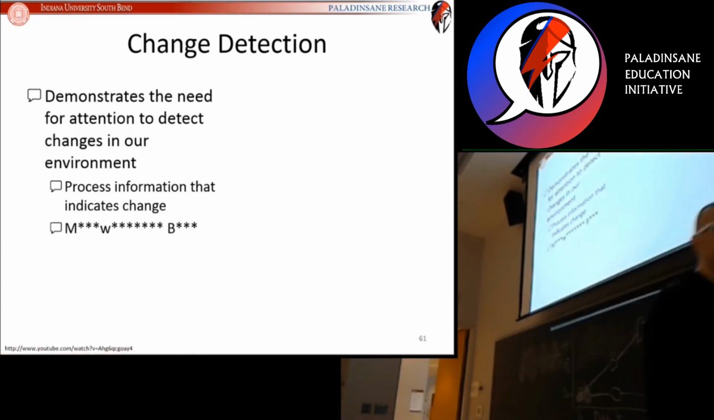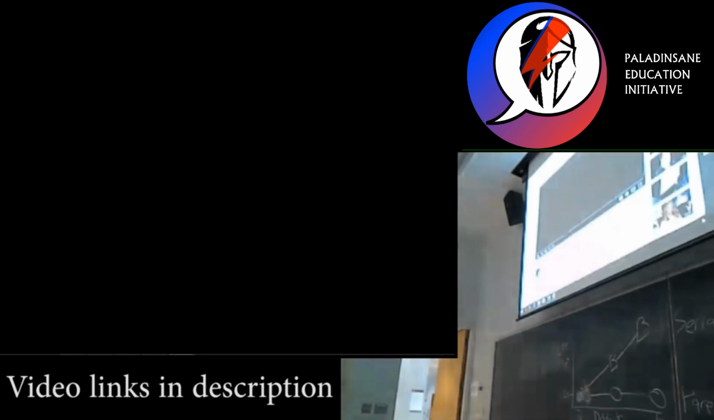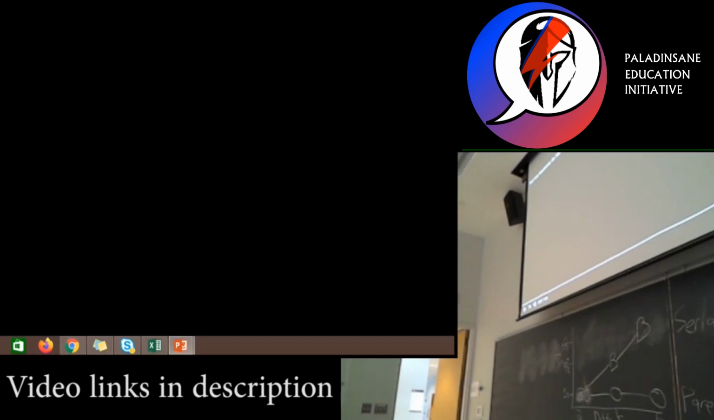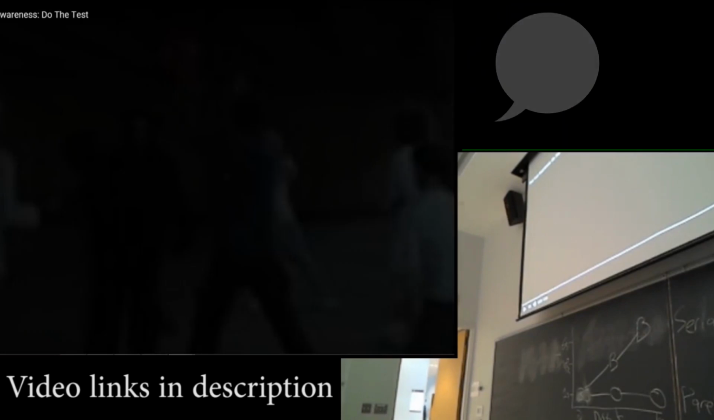So we'll go through an example right now called the M something something W something something B. For that, we are going to go to the computer here. What we're going to do is follow the instructions on the screen, and we'll see how we do as a class on this particular test of awareness.